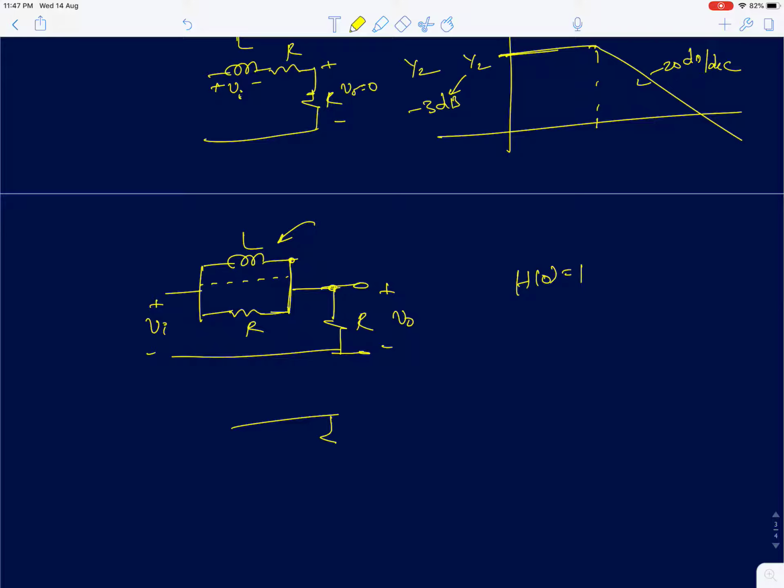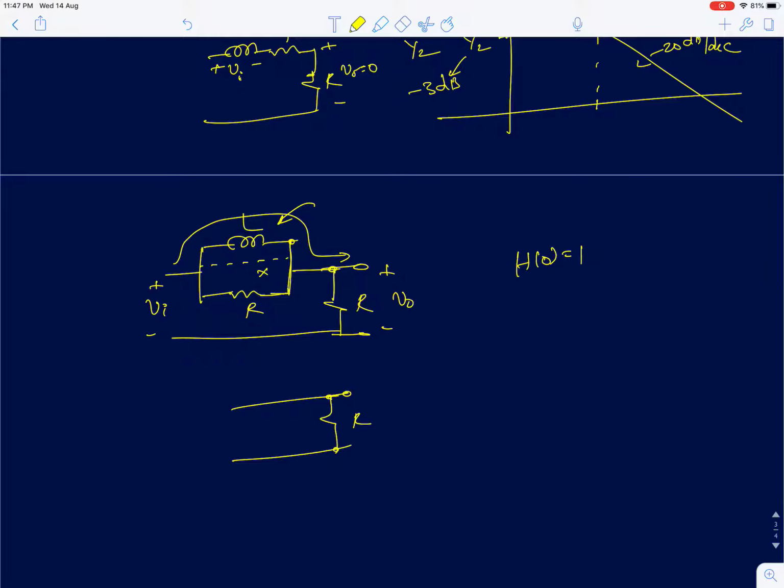The circuit simply reduces to this. Again the parallel resistor doesn't matter because once the inductor is short, the entire current will flow through the inductor. Again, when two elements are in parallel, the lower impedance always dominates. So the inductance impedance being 0, that's going to completely dominate whatever you connected in parallel with it. So the circuit is simply going to reduce to this. The H of 0 is 1.